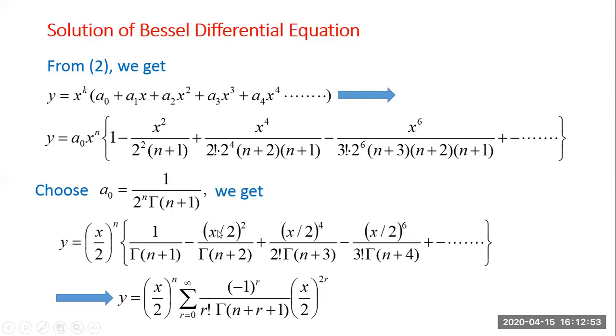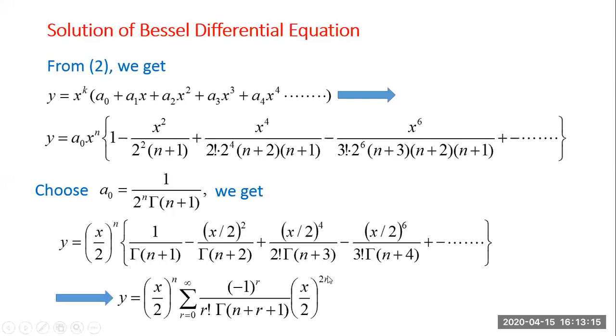Next, let us see these powers of x by 2. I have x by 2 to the power 2, x by 2 to the power 4, x by 2 to the power 6, and so on. And this first term can be taken as x by 2 to the power 0. So I have the powers as 0, 2, 4, 6, the even powers. So I take it as x by 2 to the power 2r.